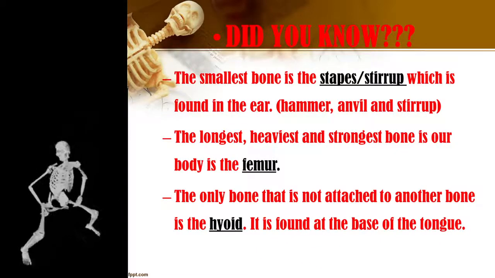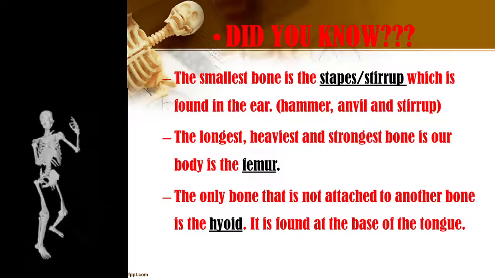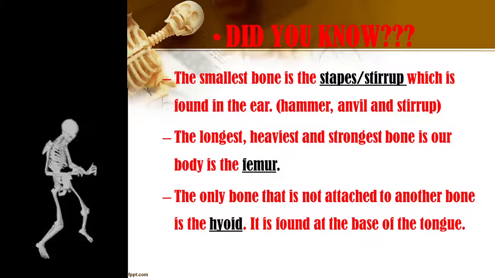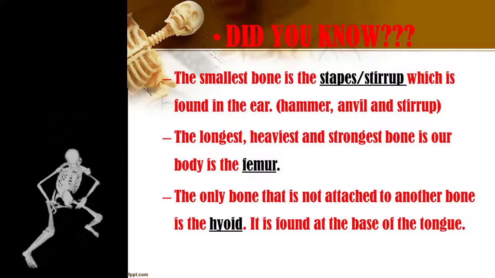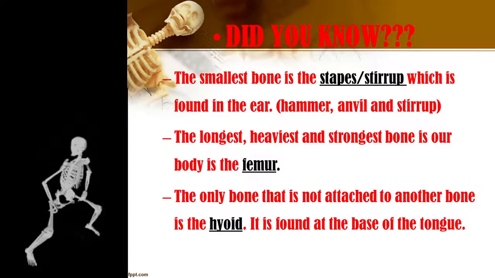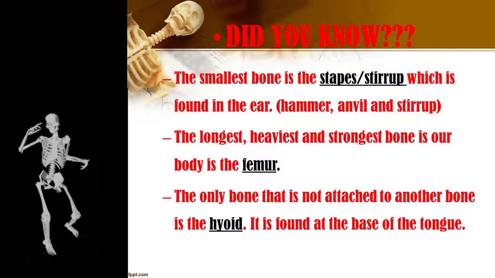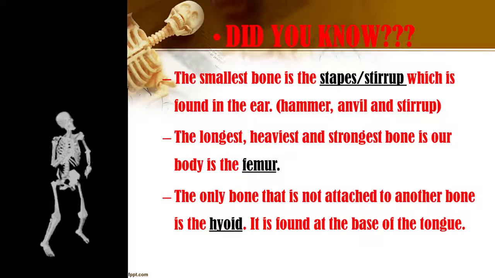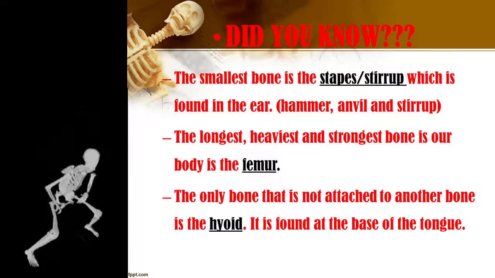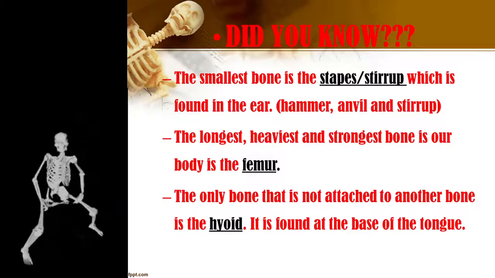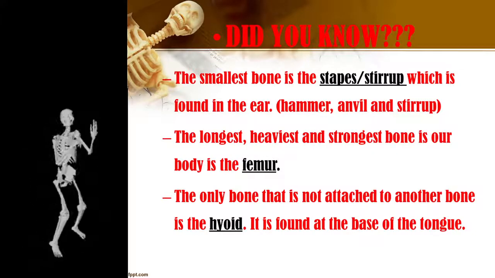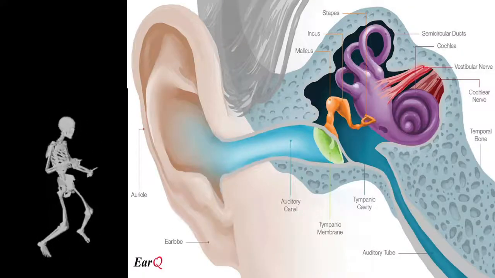Did you know that the smallest bone is found in our ear, and this is called the stapes or stirrup? Actually, there are 3 small bones found in our ear that help us hear sounds from our surroundings. And these bones are the hammer, anvil, and the stirrup. The longest, heaviest, and strongest bone is found in our legs, the upper leg or thigh, which is called the femur. The only bone that is not attached to another bone is the hyoid. It is found at the base of the tongue.